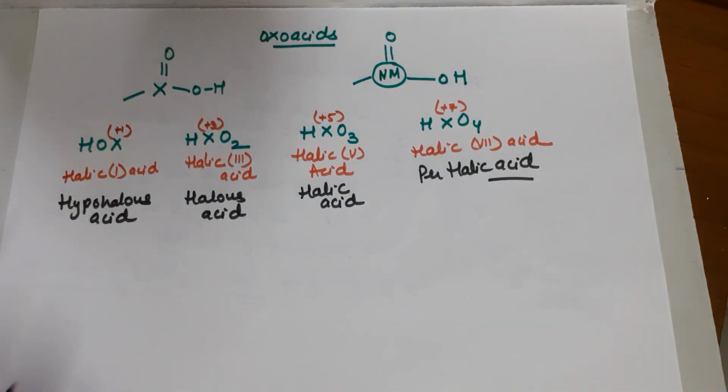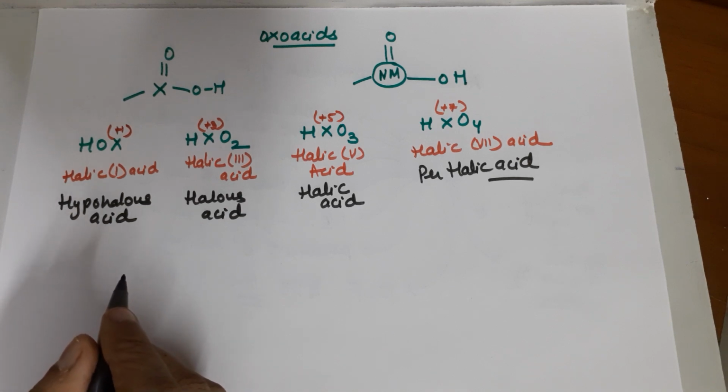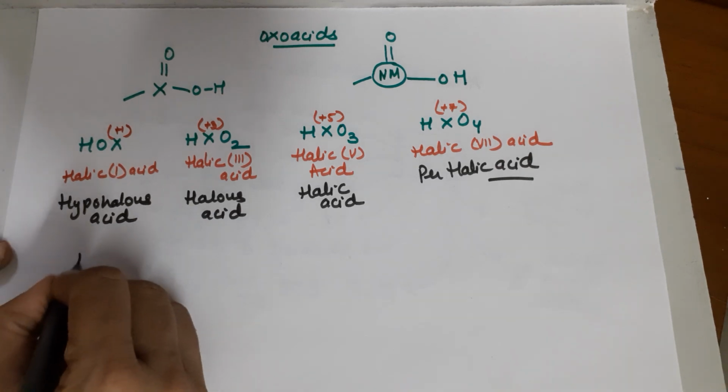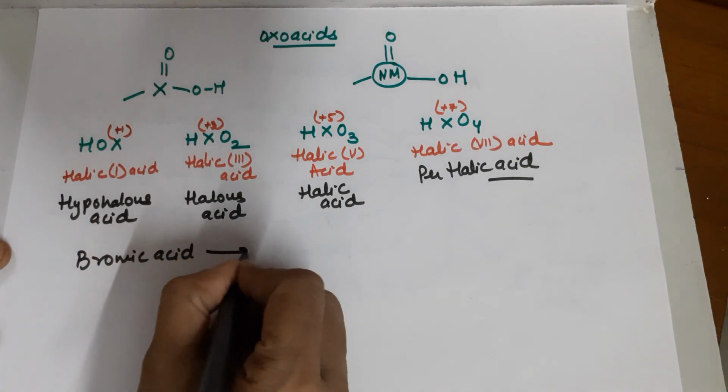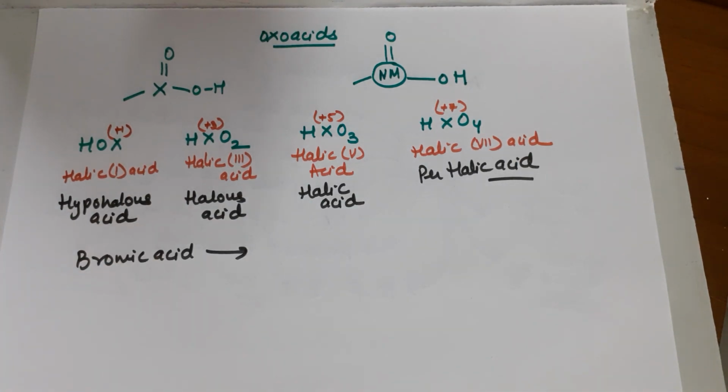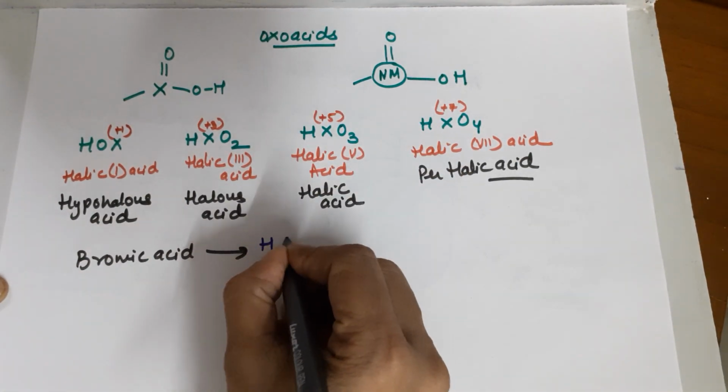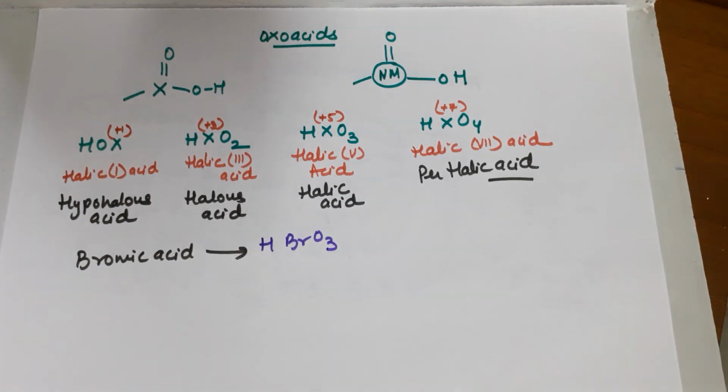Now, if I ask you to give me the formula for bromic acid, what would you write? Bromic is a halic acid. So HBrO3 should be your answer.